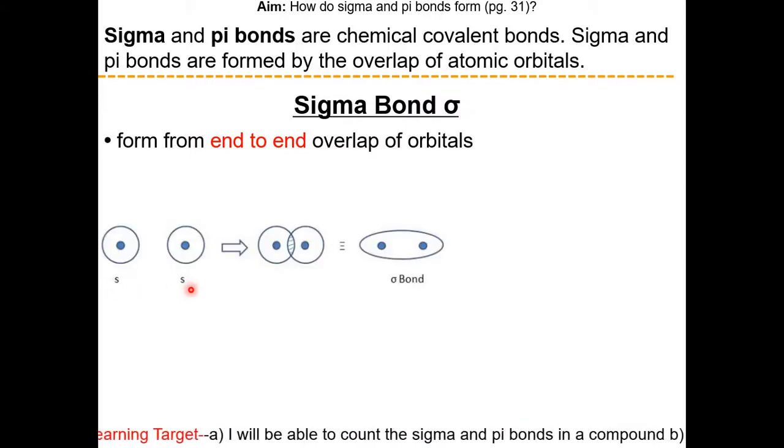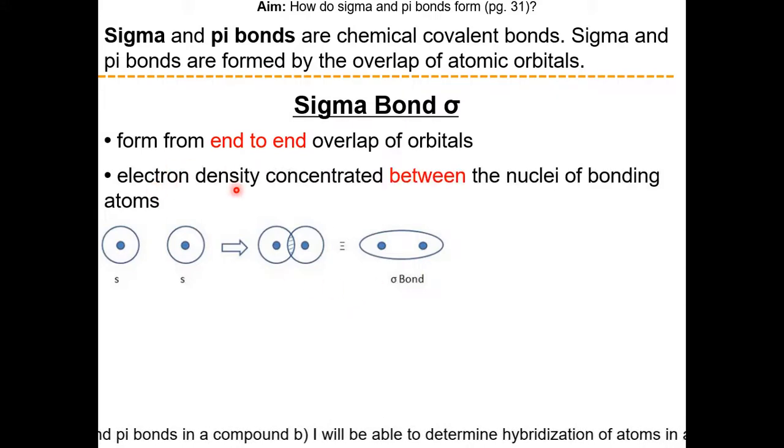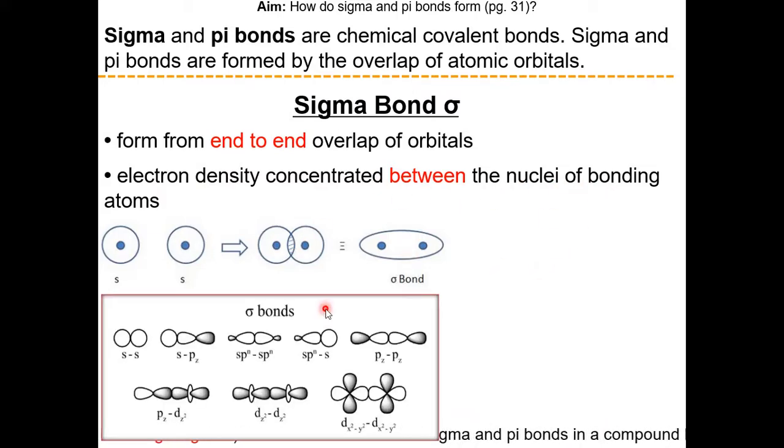In this diagram, there are 2 atoms. Each atom has an s orbital. When they bond, the s orbitals will overlap end-to-end, forming a sigma bond. The electron density is concentrated between the nuclei of the bonding atoms. Here's another diagram showing sigma bond formation from different atomic orbitals overlapping end-to-end.